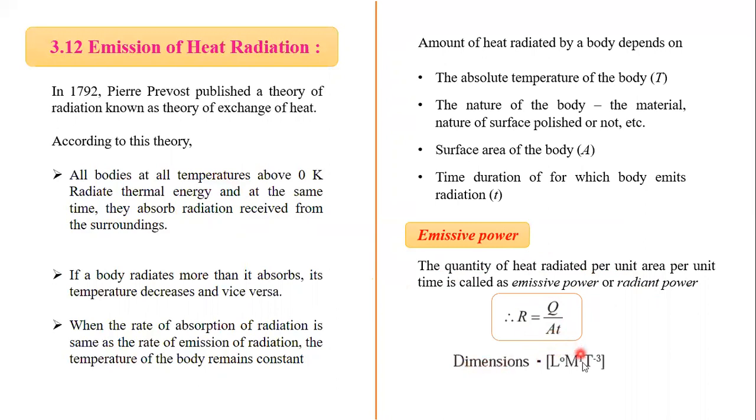Dimension we can write here. By substituting dimension of Q, means dimension of work, dimension of area, dimension of time, we get L0 M1 T minus 3. The SI unit is, for Q joule, area meter square, so it is coming meter raised to minus 2. Time second, so second raised to minus 1, or joule per second is the watt. So watt per meter square is the unit. So this W must be small w. By mistake it is written capital here.